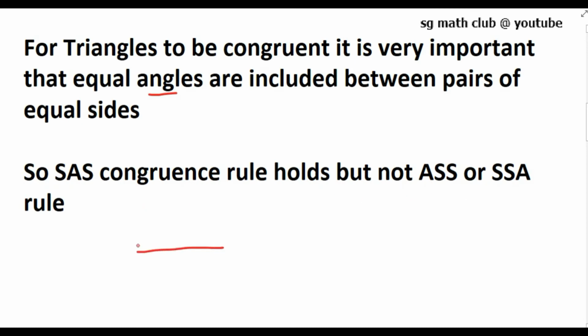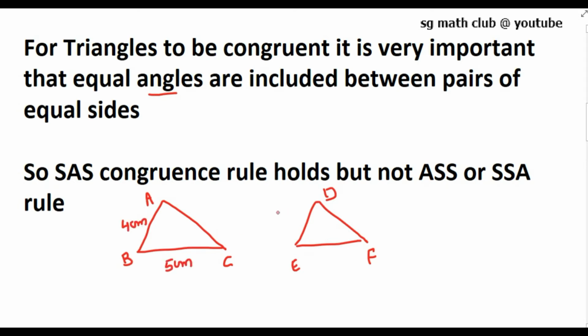That means if you have two triangles ABC and DEF, and if AB is 4 cm and BC is 5 cm, the angle should come in between these two sides. If it is not, we can say that the two triangles are not congruent.